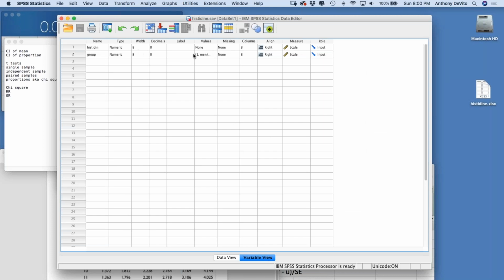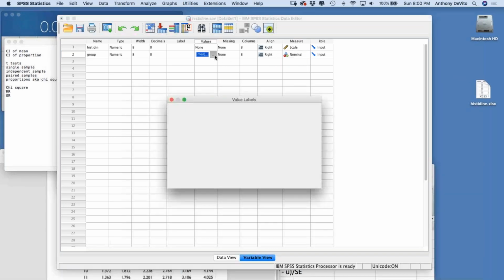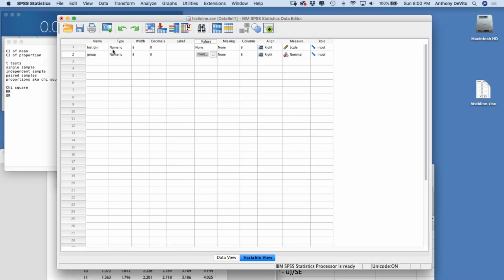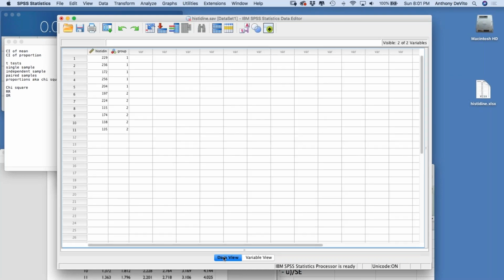I have two variables here: a numeric variable, a scalar variable, and a nominal variable. It's only ones and twos, right? Male and female. One is male, two is female. And a numeric variable called histidine. I suspect that might be some sort of hormone. So we're comparing whether males and females in this population have a difference in the amount of, I'm guessing, this hormone. Doesn't matter what it is really. We're really more interested in the numbers right now.